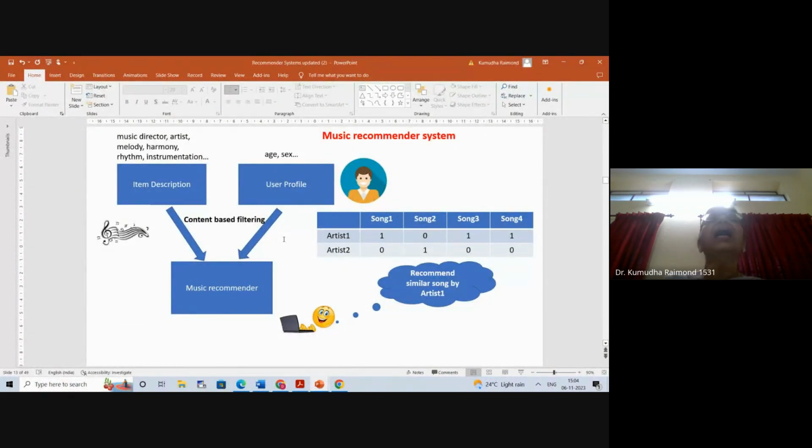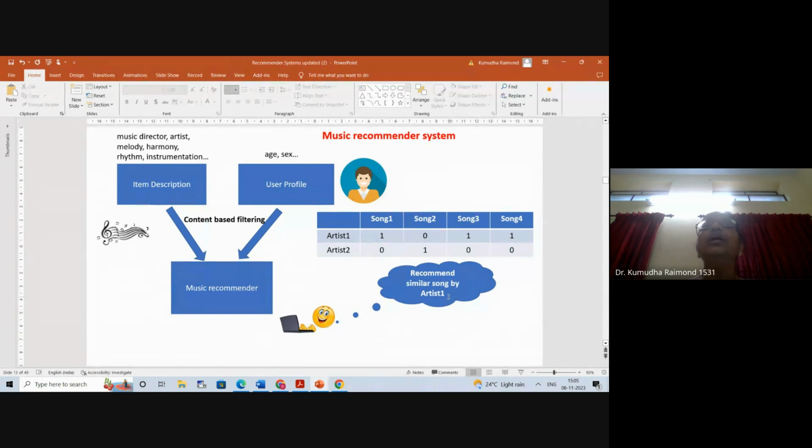Here is another, a music recommendation system. It takes a user profile and an item description. What is the item here? It is music. So the item descriptions are nothing but who sang that song, who wrote the lyrics, how many instruments are there. All those things are the item descriptions. The user profile is age, sex, etc. So based on these two, it is going to recommend using content based filtering.